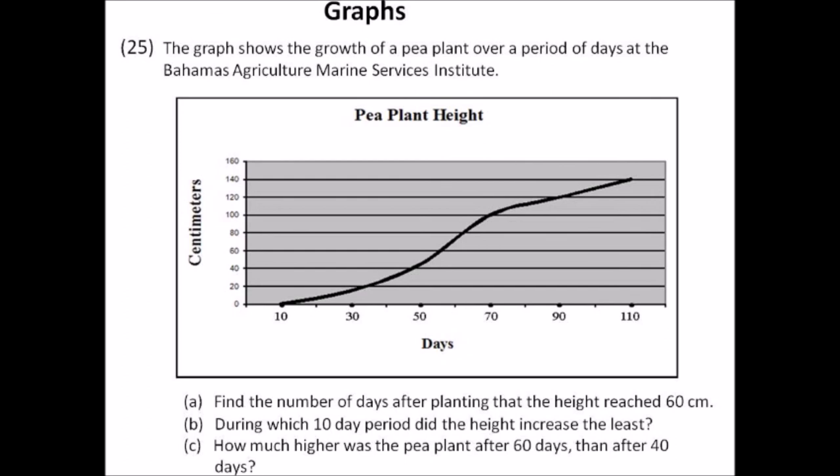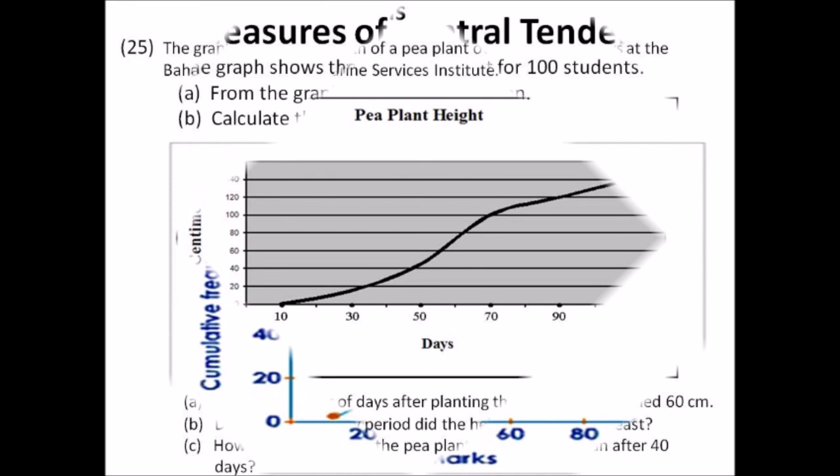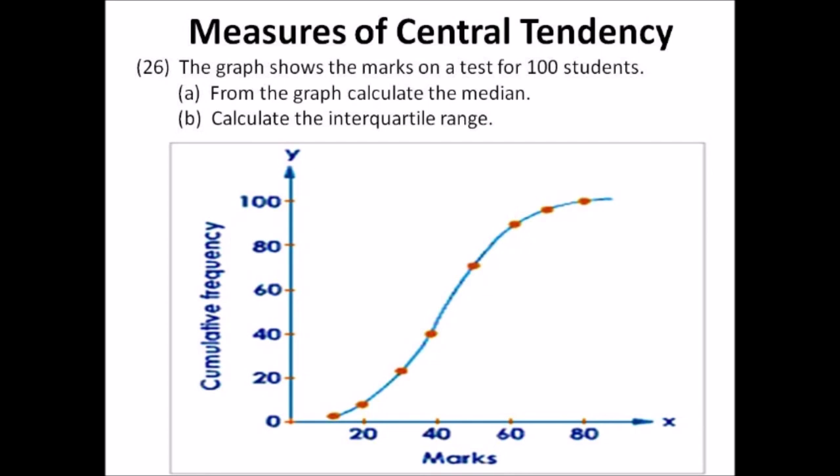Got it. And we move on to number 26, measures of central tendency. The graph shows the marks on a test for 100 students. A, from the graph, calculate the median, and B, calculate the interquartile range. So A is straightforward, the median. B, you have to do two calculations to work it. So you should know how to attack a measures of central tendency question like this, where they give you the graph, the cumulative frequency graph. So for the interquartile range, you have to know what to do. So learn it and then practice it. Look at tests 1 and 2 and you'll see more examples.